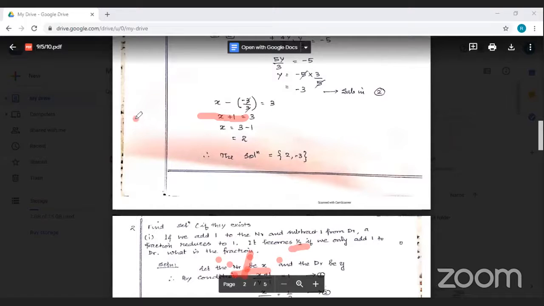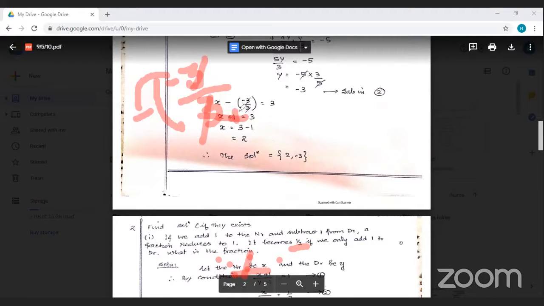You see, this is minus of minus 3. Minus into minus will become plus. Then the 3 and 3 will get cancelled. Therefore, 1 plus 1, are you getting it, Varsha?